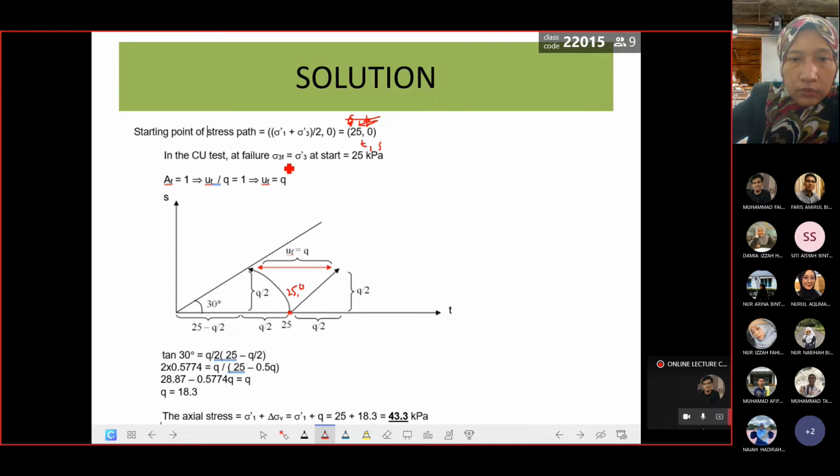At the failure, effective sigma 3 at failure is equal to effective sigma 3 at start, 25 kPa. So parameter A, sebabkan kita ada pore water pressure parameter is 1, so the final pore water pressure over Q is 1, so UF is equal to Q. So the Q dalam kes ni, UF is equal to Q. So dia plot balik untuk dapatkan what is the Q value dan juga what is the axial stress.